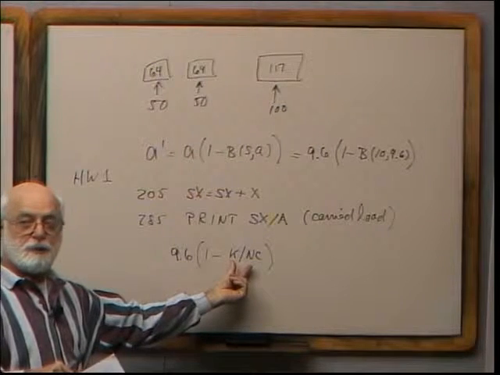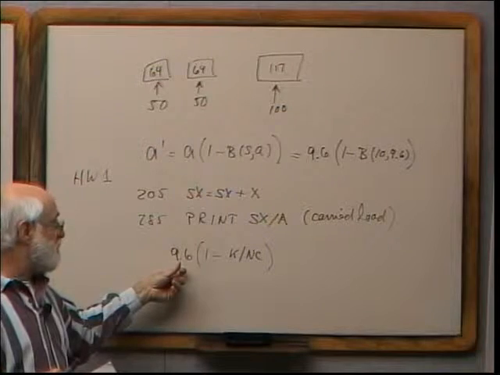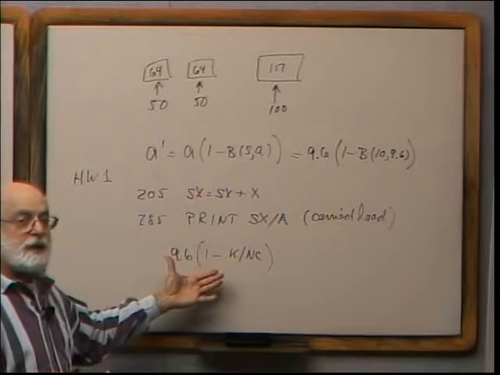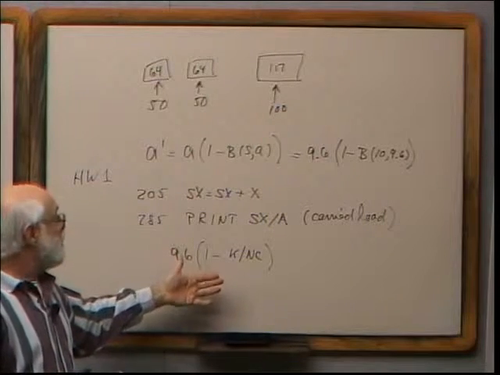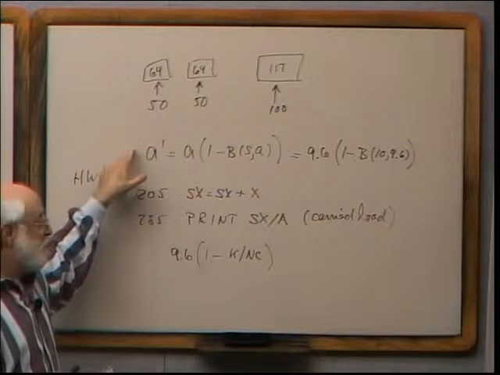So if I take the offered load and multiply it by 1 minus the fraction that is lost, I will get the load that's carried. However, it won't be given by this formula unless you have Poisson input. But whether or not you have Poisson input, it'll still be given by this.